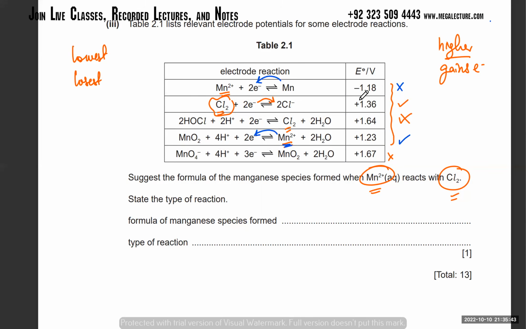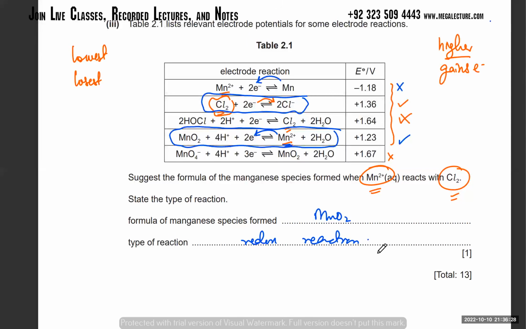So I figured out this equation, and this equation. The formula of the manganese species that's formed is MnO2, and the type of reaction is a redox reaction. That is a redox reaction, and that is what's going to happen. Is this clear?